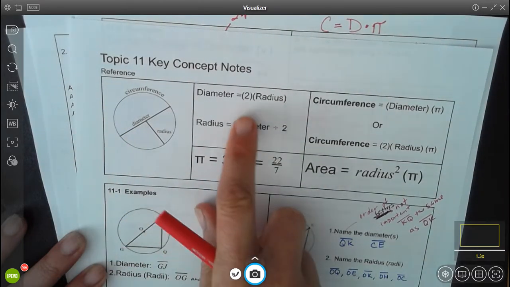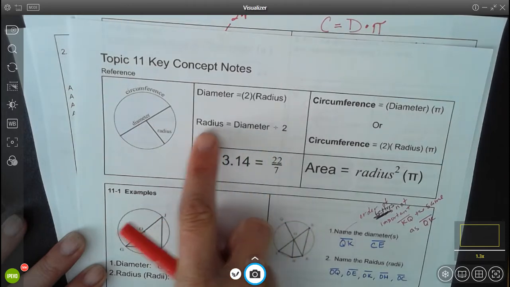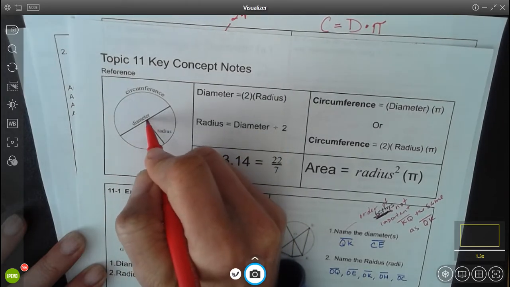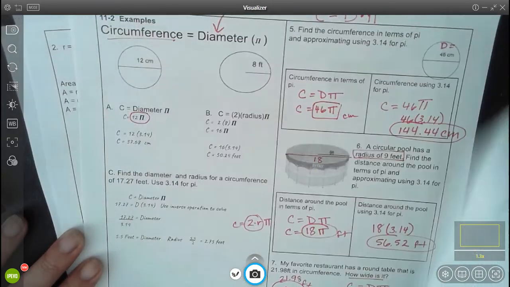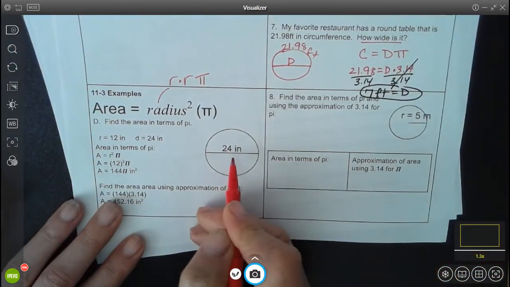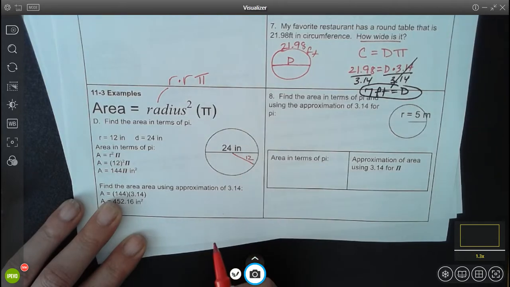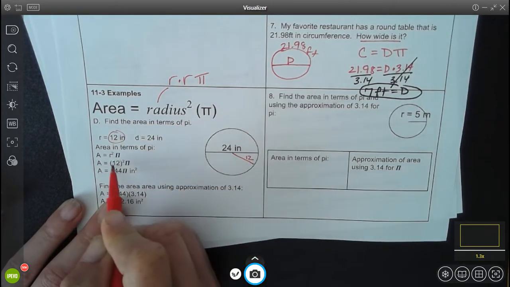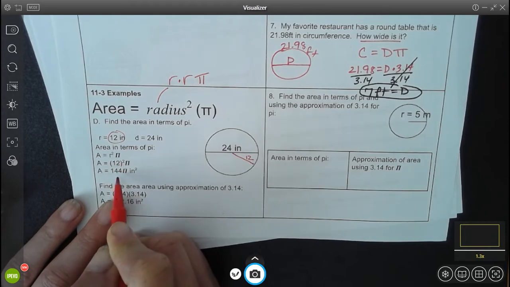And if we're given a diameter, we can just cut it in half to find the radius. The radius is from here to the edge, so we can just cut the diameter in half. We're going to see that on this first example that's already done for us. This is a diameter, and what we're looking for is the radius. So what we need is 12, and we're going to do 12 squared times pi. That's where I got the 144.